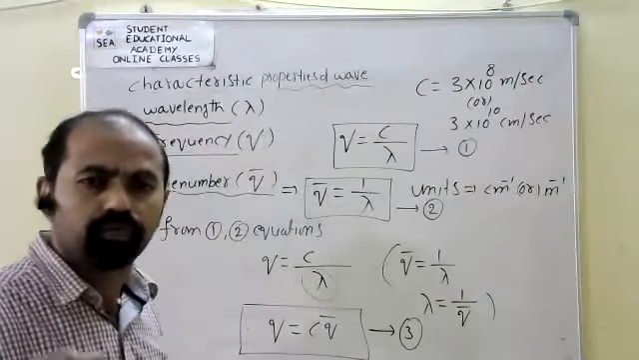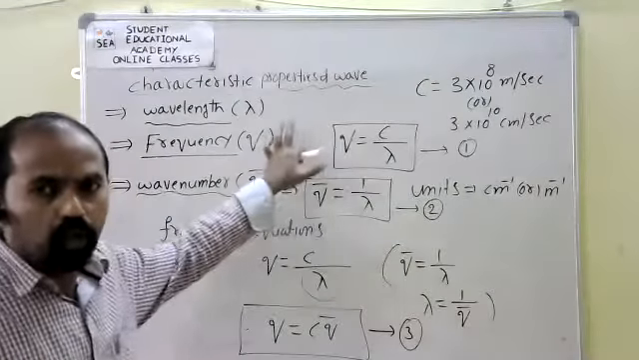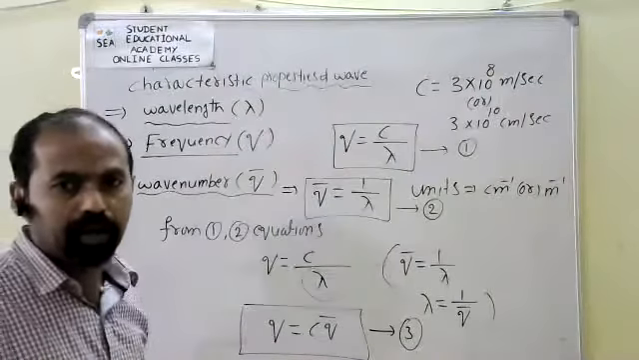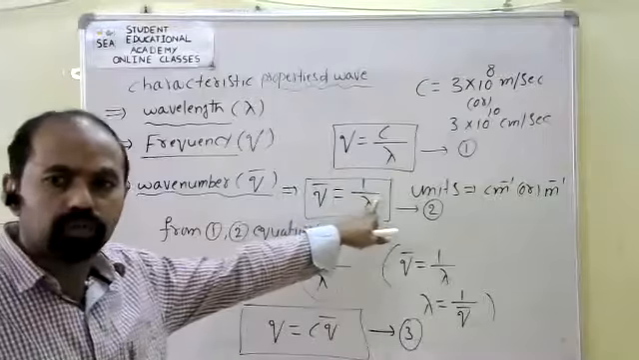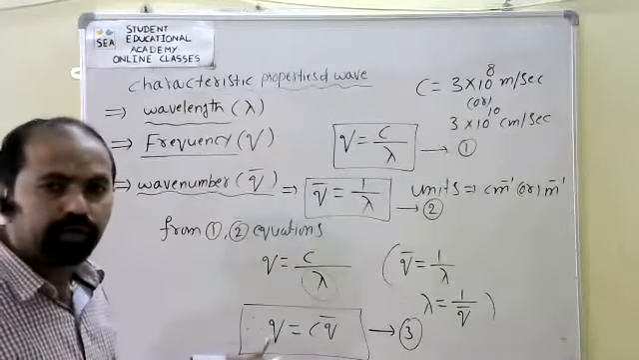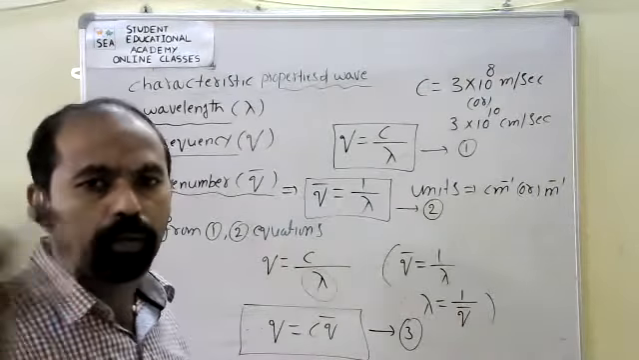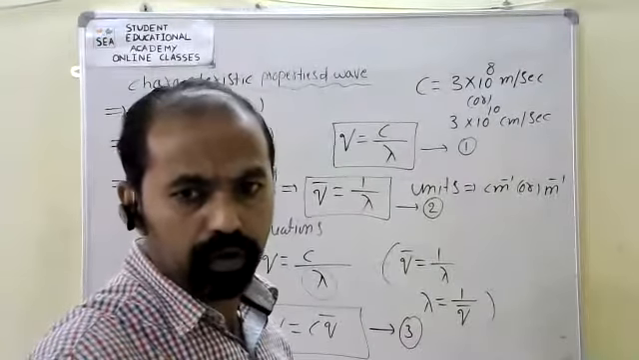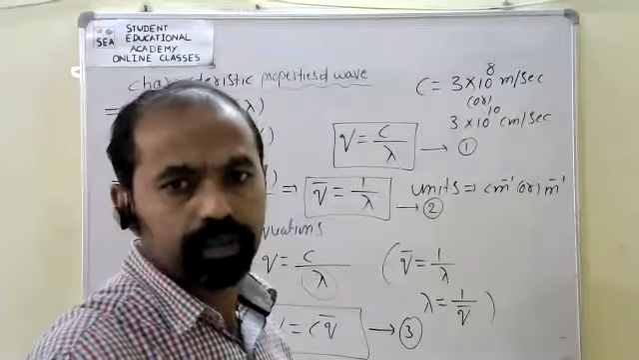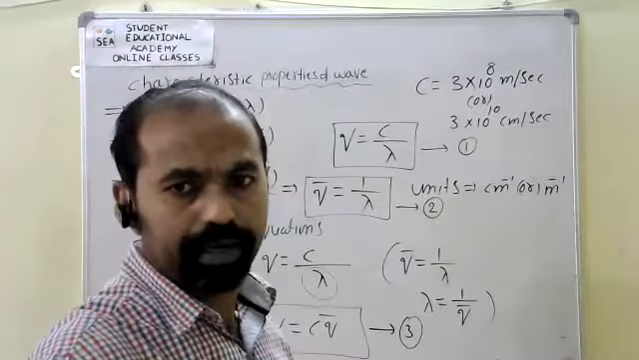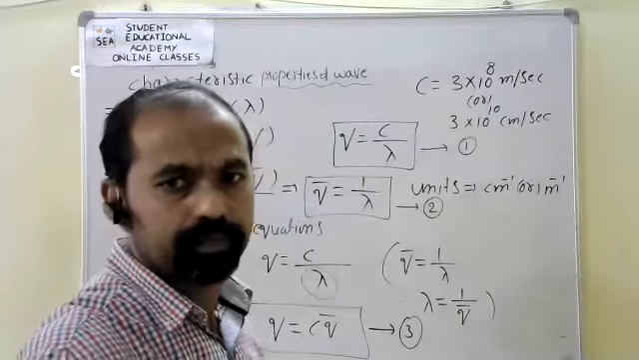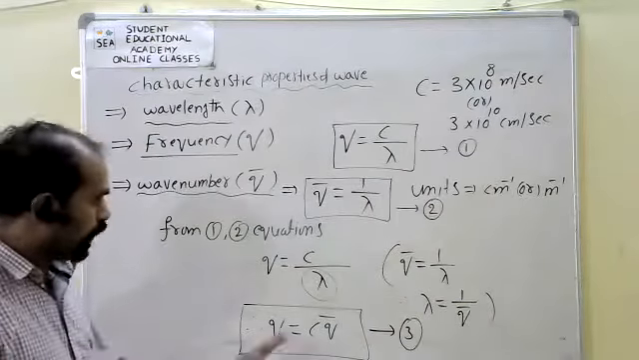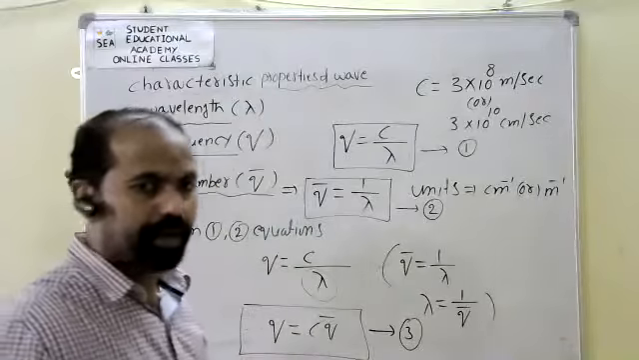Okay, now I will give a few problems on the wave characteristic relations: nu equals C by lambda, nu bar equals 1 by lambda, nu equals C nu bar. Right? Now, all of you write down one problem based on wave characteristics. Okay, now these three relations are clear.